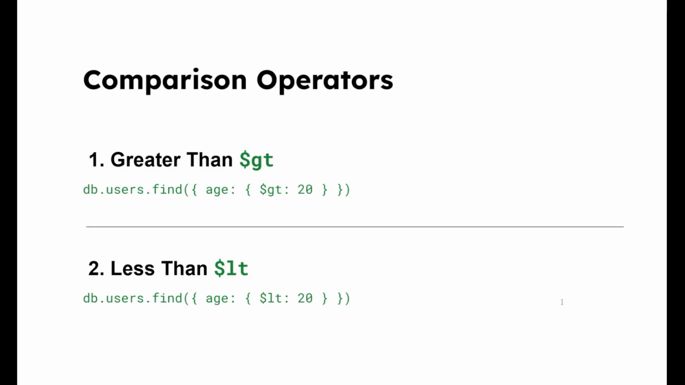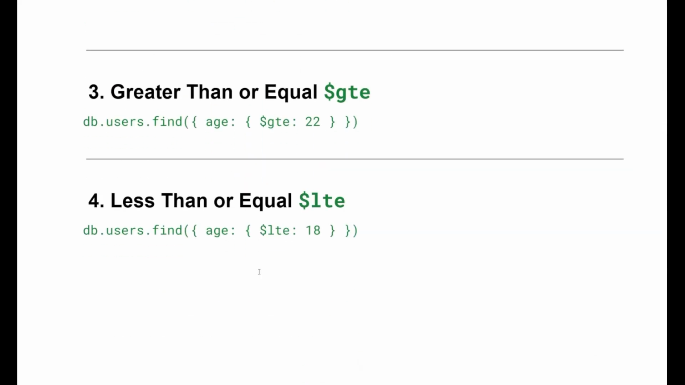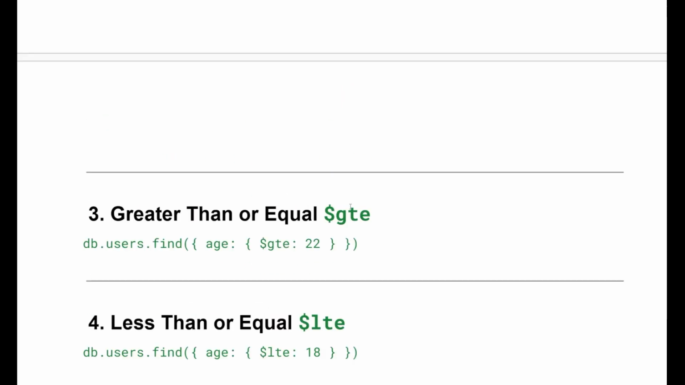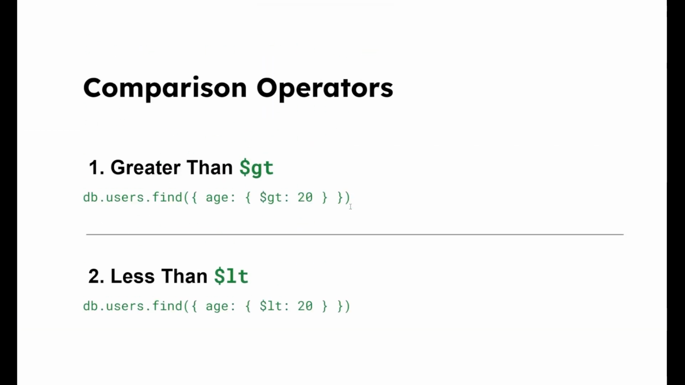But this time we use different operators: $gt, which is for greater than, $lt, for less than, $gte, for greater than or equal, and $lte, for less than or equal. As the names describe, they work exactly that way. So let's go to the MongoDB shell and understand how it works.